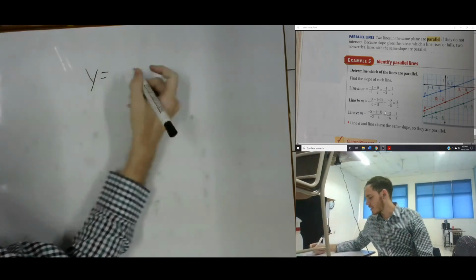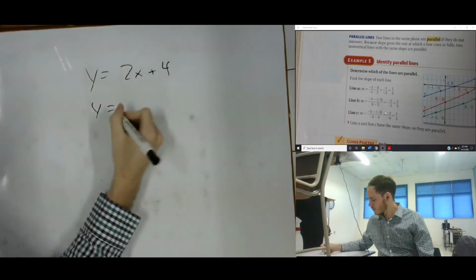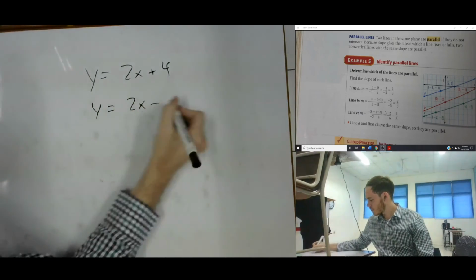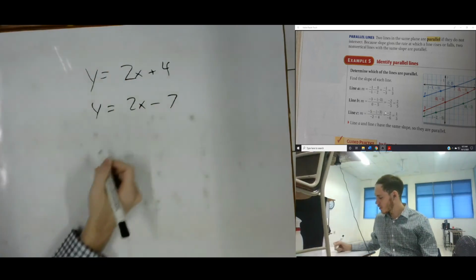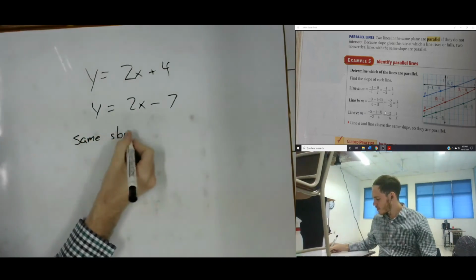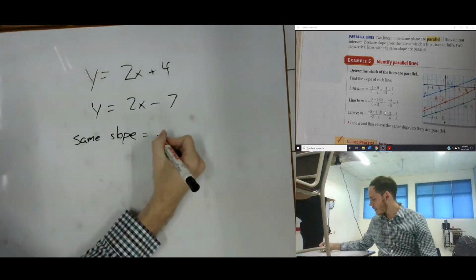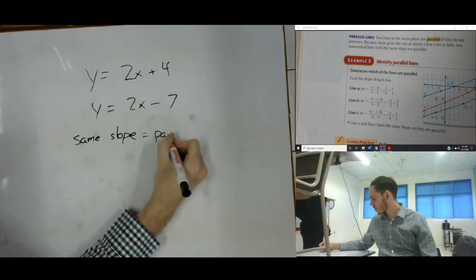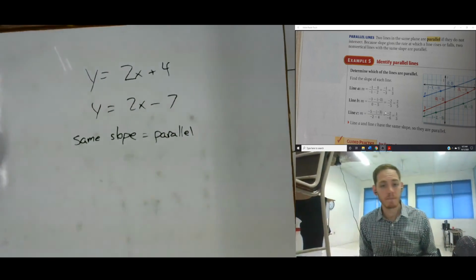We could do more of this, but basically the main point is, if two lines have the same slope but different y-intercepts, that means they are parallel. That means they will never intersect.